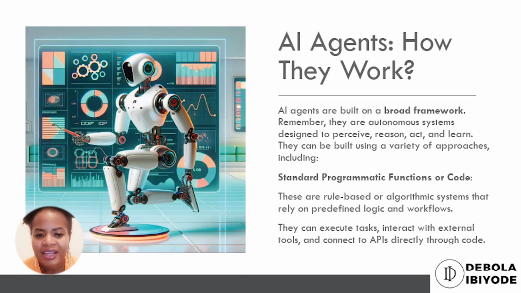Now we would go quickly to how AI agents work. How do they work? Now AI agents are built on a broad framework. Okay, now the broad framework means that they have various approaches in ensuring that they can perform their tasks independently, meaning without human intervention. Right? So there are various approaches that they rely on to be able to perceive, reason, and act.